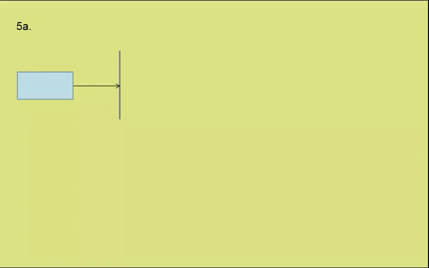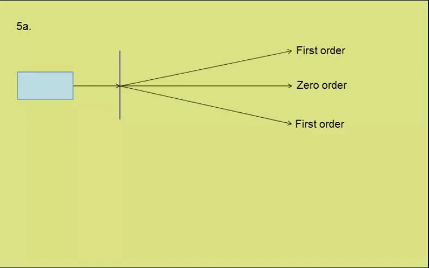In question 5, we have a diagram something like this, showing a filament lamp sending light through a narrow slit towards a diffraction grating. We need to complete the diagram to show the light beams transmitted by the grating, showing the zero order beam and the first order beams. Well, the zero order beam goes straight through, and there will be a first order beam some angle either side of this.